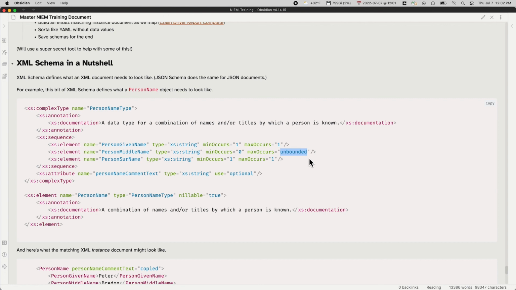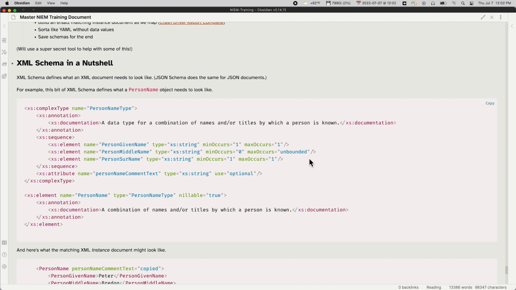Does it have to be unbounded? No, it could be 5. If we've decided we can only have 5, then we do 5. Suppose it was an address line. So NIEM has an address line, and your system only supports 3 address lines. Well, then for exchanges to your system, you probably want to say, hey, you can have at maximum 3 address lines. So you have 1 as a minimum perhaps, and then the max is 3. So there are times where max occurs is going to be a number other than 1 or unbounded. It could be 5, it could be 3, it could be 12, things like that.